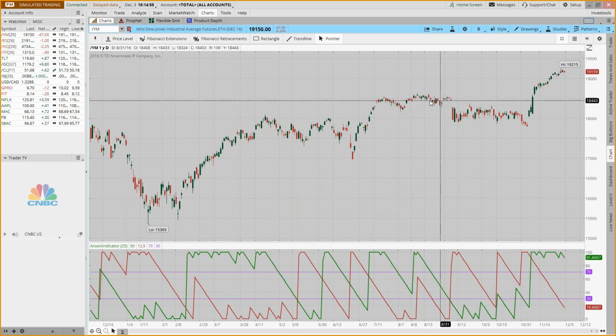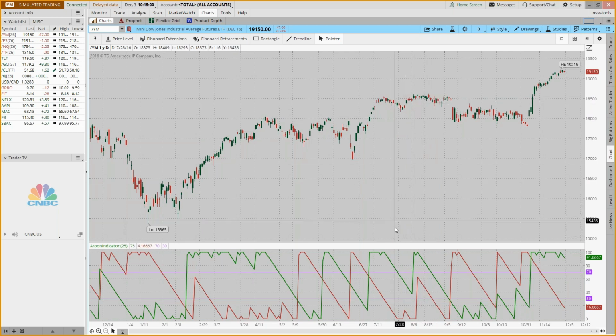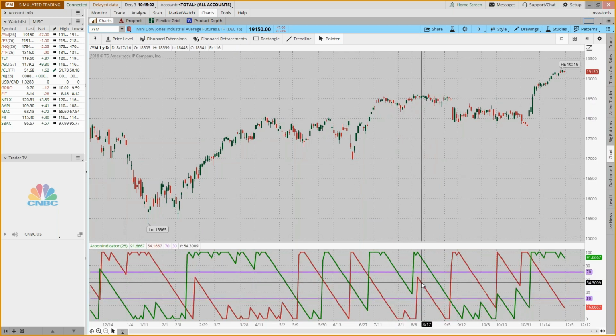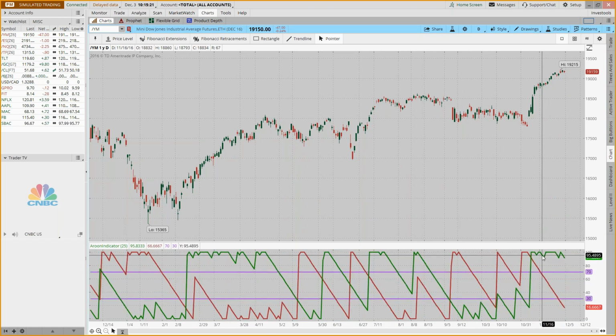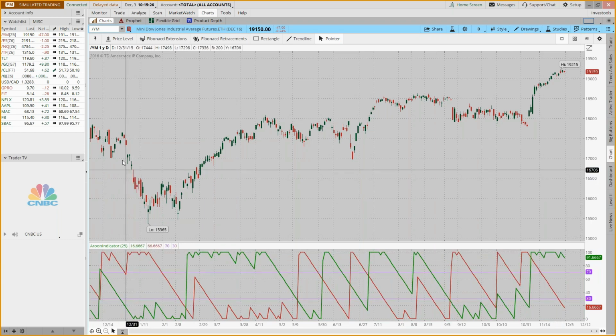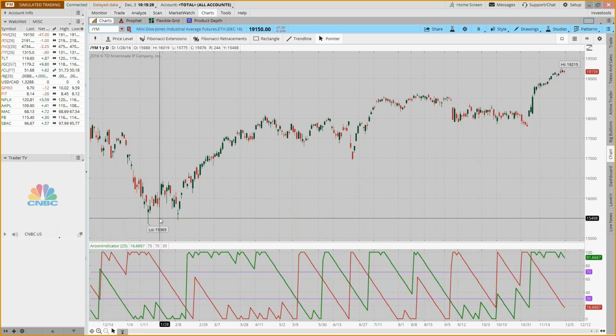When things are going sideways and there's no new highs or no new lows, you're going to see the green and the red lines hang around between these two purple lines here, between the 70 and the 30 area. That's when you're consolidating sideways. But when you see either the red or the green near that 100 mark, that's when you're putting in those new highs and new lows. So it works both ways. Even the red, if the red hits 100, that means you're consistently putting in new lows.